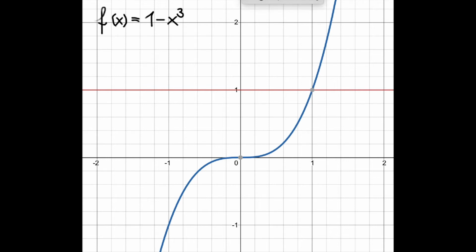You asked me for another example of how to sketch the graphs of functions. In particular, how to do exercise 27 of the preliminary chapter 5, which is: sketch the graph of the function f of x equal to 1 minus x cubed.